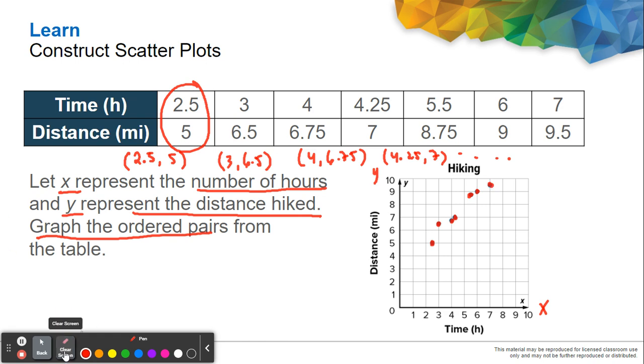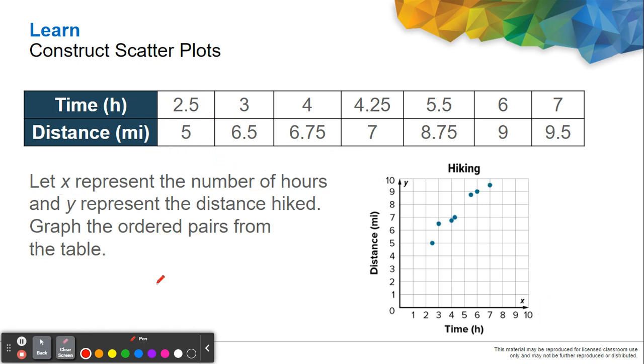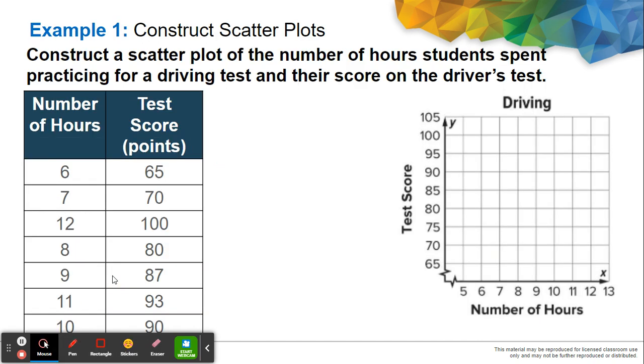Now you know how to do a scatter plot. Let's do it on our own. So let's have here our first example on your paper. We are asked to construct a scatter plot of the number of hours students spend practicing for a driving test and their test scores on the driver's test.